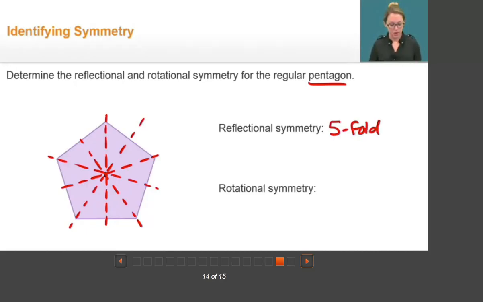Now let's find the order of rotational symmetry. Because the pentagon has 5 equal sides, the order of rotational symmetry will be 5. The smallest angle of rotational symmetry will be 360 degrees divided by the number of equal sides, so 5. 360 degrees divided by 5 is 72 degrees. So every angle measure that is a multiple of a 72-degree rotation will map the regular pentagon onto itself.